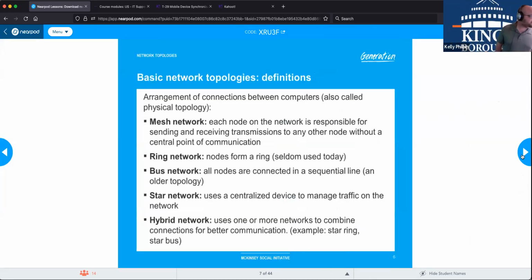So now we need to talk about what are called physical topologies. We already kind of gave you a brief look into the star topology. So let's go back to the beginning.